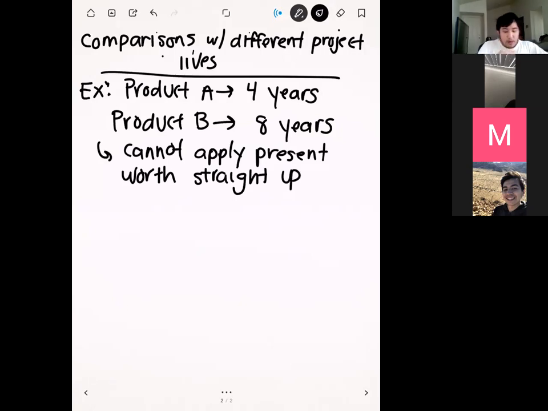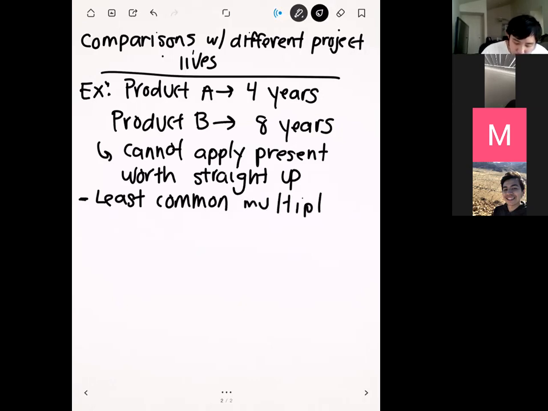In these particular cases where your two alternatives have different lives, one thing you can do is simply compute the least common multiple between them. So the first method for dealing with comparisons with different project lives is the least common multiple. The way that you do this is very simple. You look at the product lives for each of the different alternatives, and you compute their least common multiple. In this case, the least common multiple is 8. Project B lasts for 8 years, and if we take 2 times product A, then we also get 8 years as well.